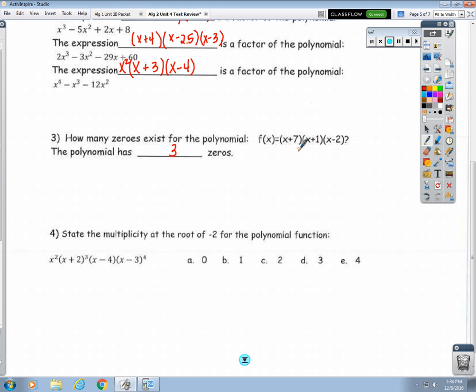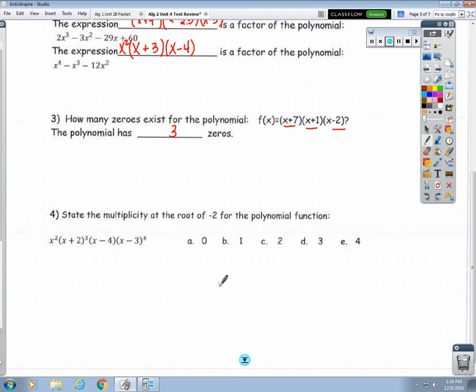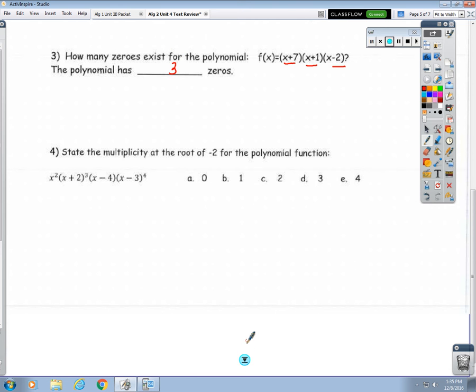3. When there's 3 factors, there are 3 zeros. 4. State the multiplicity at the root of -2 for the polynomial function. Okay? A root of -2 would be which one of these factors?